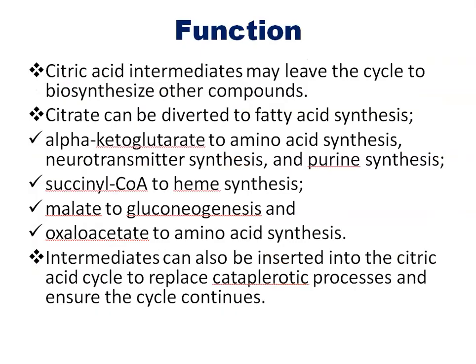Now, what are the functions of the citric acid intermediates? Citric acid intermediates may leave the cycle to biosynthesize other compounds. Citrate can be diverted to fatty acid synthesis. Alpha-ketoglutarate to amino acid synthesis or synthesis of neurotransmitter and purine synthesis. Succinyl coenzyme A to heme synthesis, malate to gluconeogenesis, and oxaloacetate to amino acid synthesis, right?